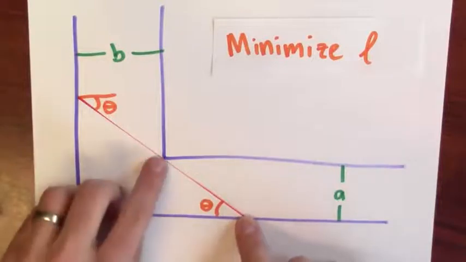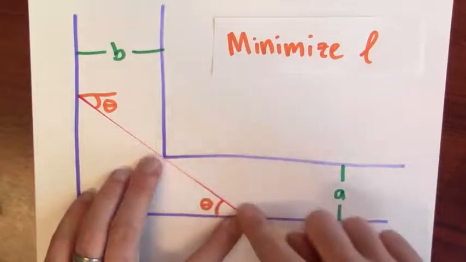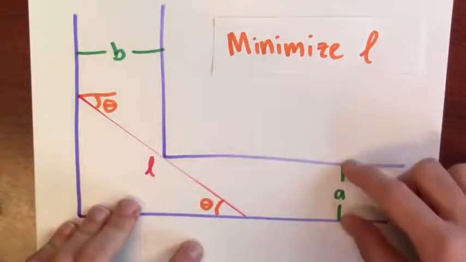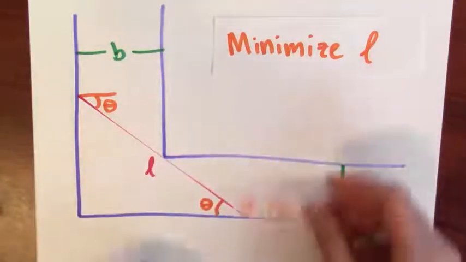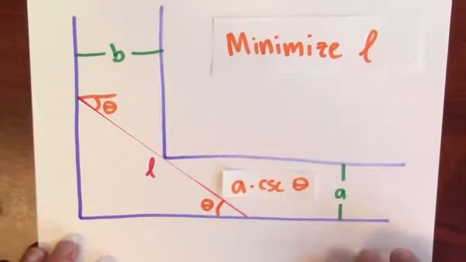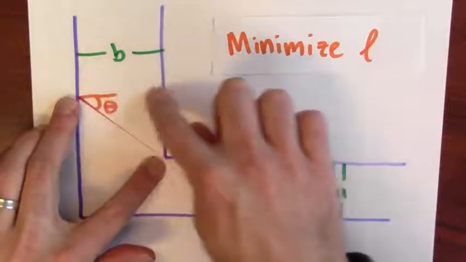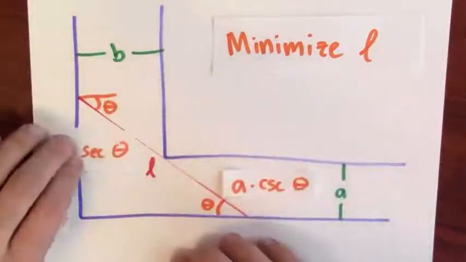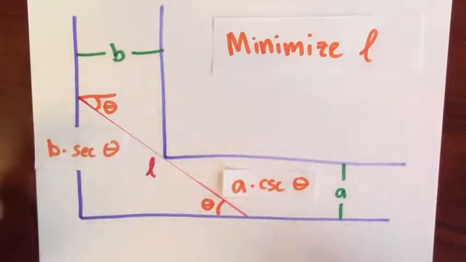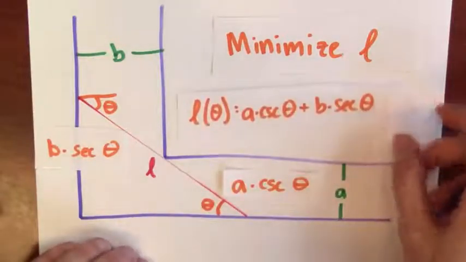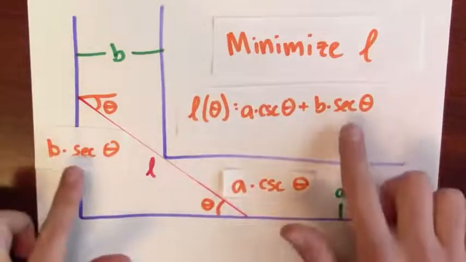There's a piece that goes from this wall to the corner and a piece from this corner to the other wall. So this piece here, well, that's really the hypotenuse of a right triangle whose opposite side to this angle theta has length A. And that means this hypotenuse has length A times cosecant theta. Similarly, here I've got a right triangle, and this side length here is B, so the hypotenuse has length B times secant theta. And the stick is just the sum of these two lengths, so that gives me a formula for L in terms of theta. L is A cosecant theta plus B secant theta.